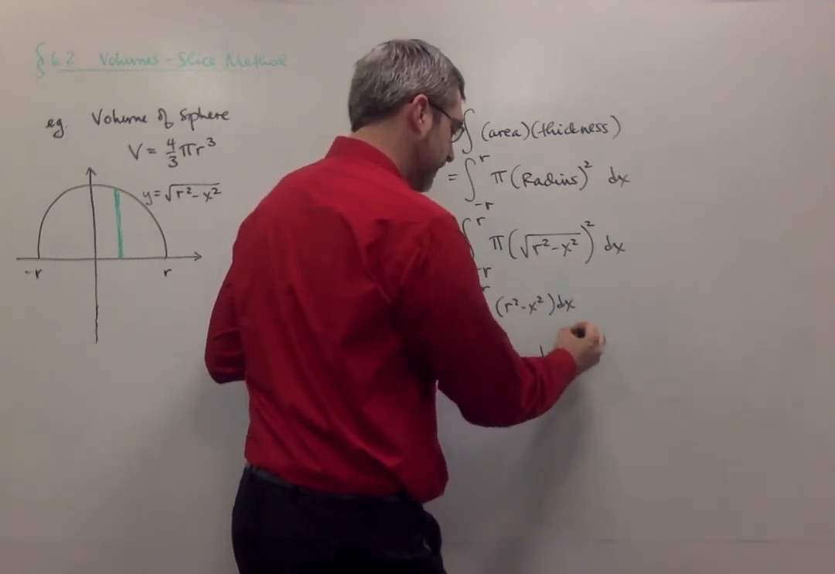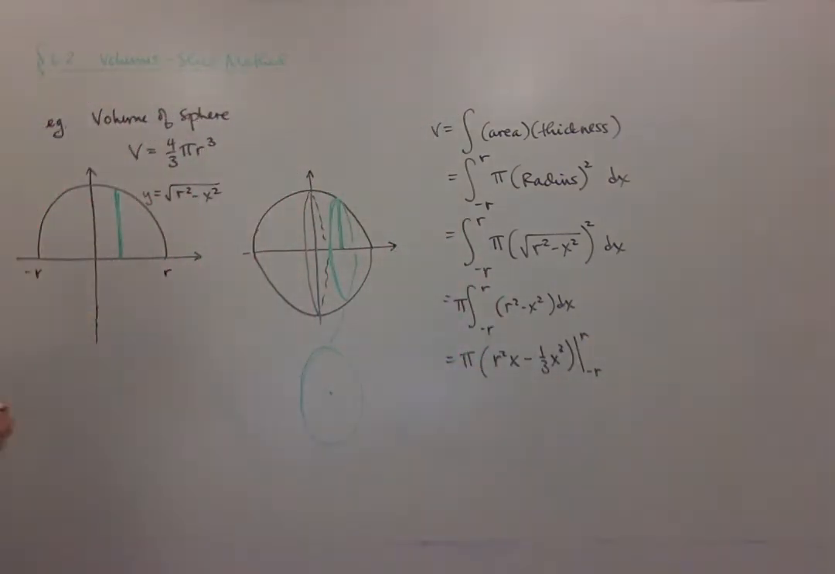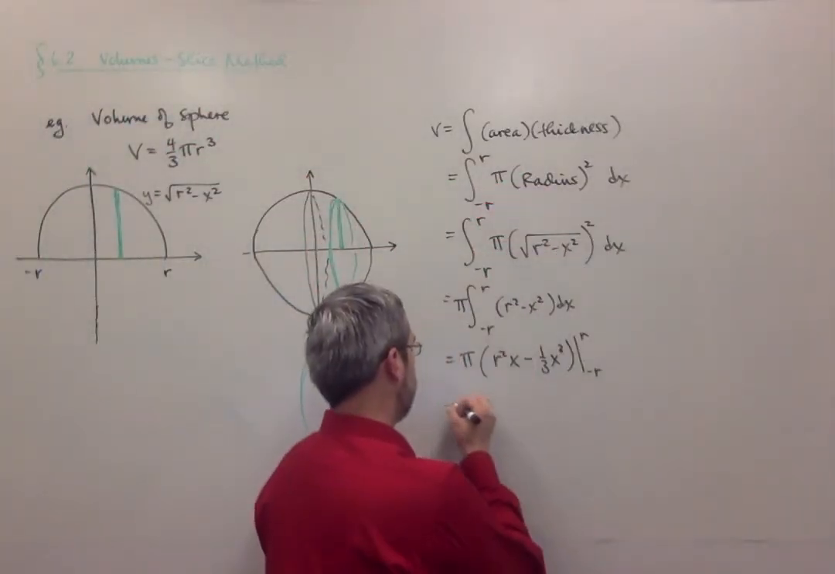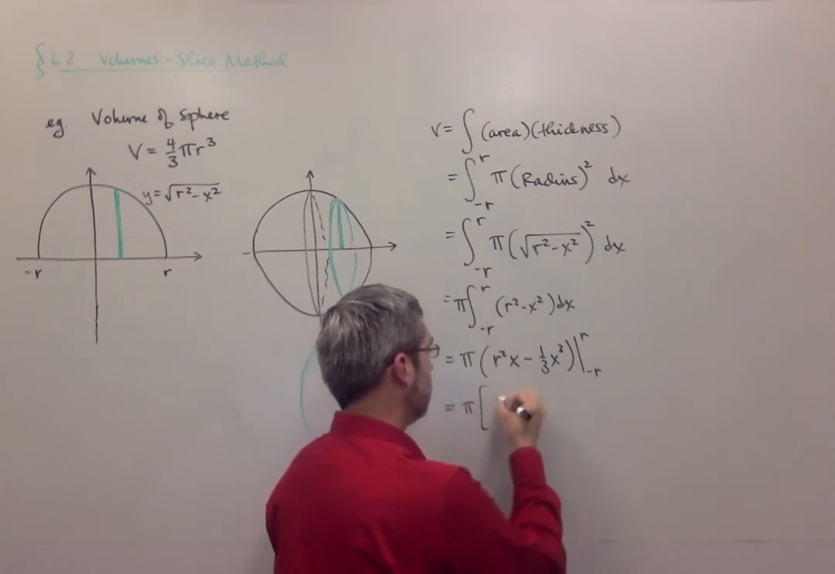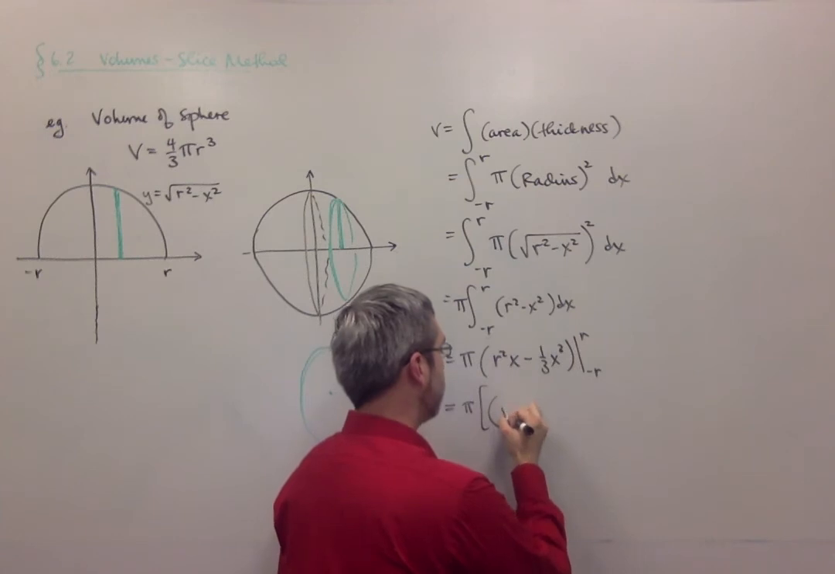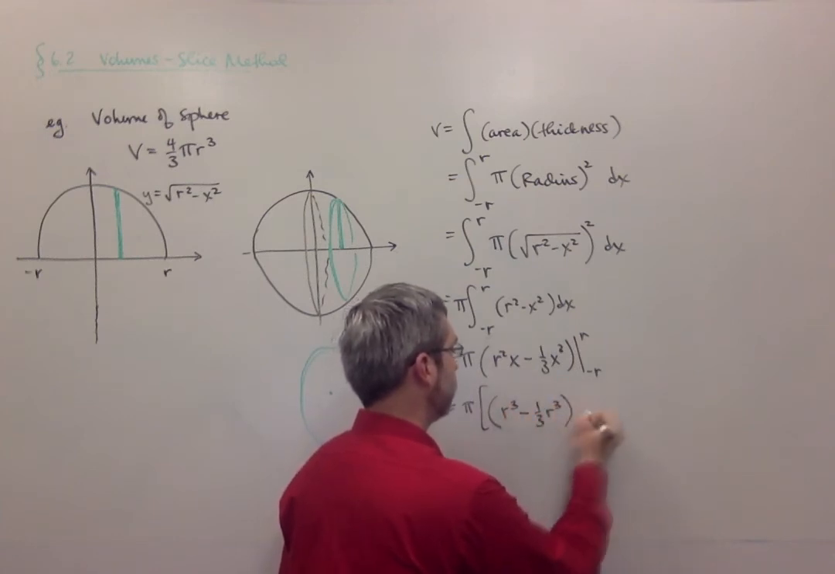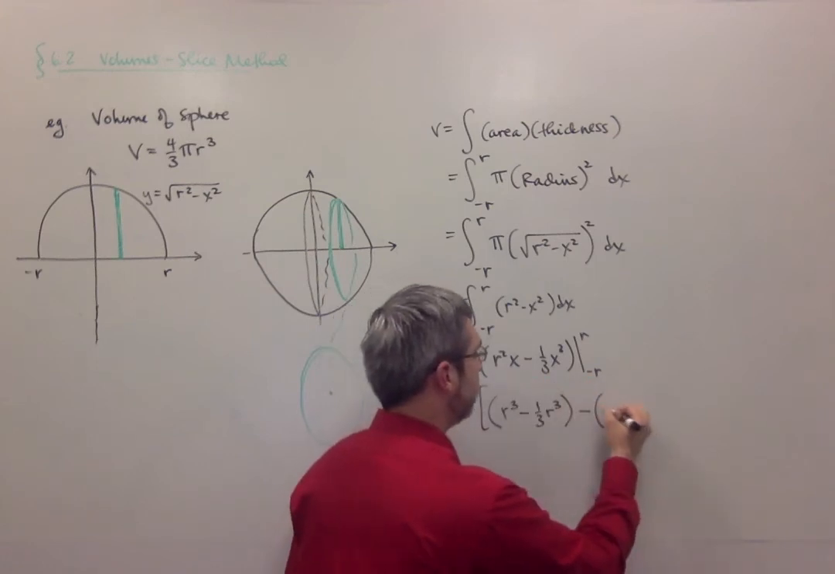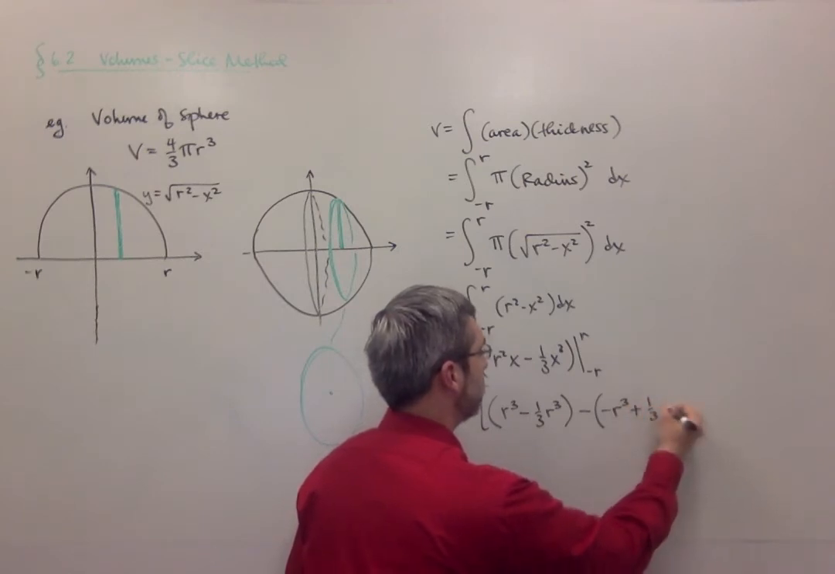Okay? The key here is to remember what's a constant and what's not. R is a constant here, so don't get confused by that. Okay, if I were to fill in, let's put in r first. So putting in r, I get r cubed minus 1/3 r cubed, minus, here I get negative r cubed plus 1/3 r cubed.